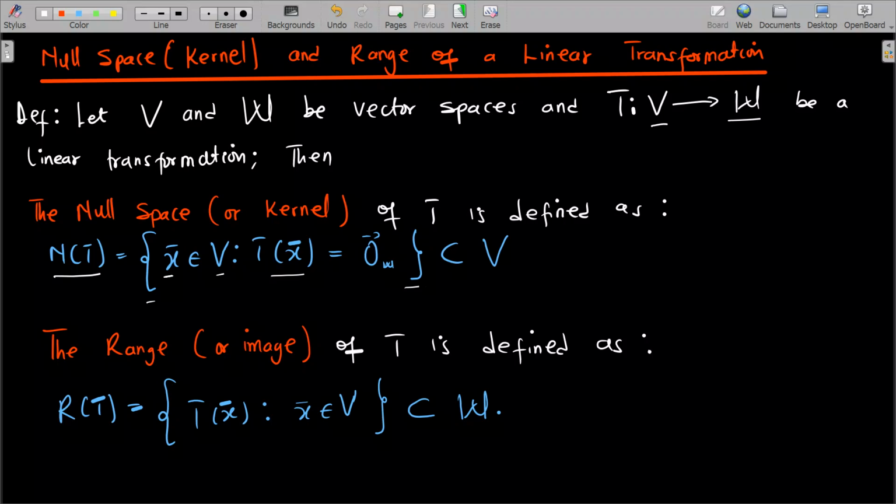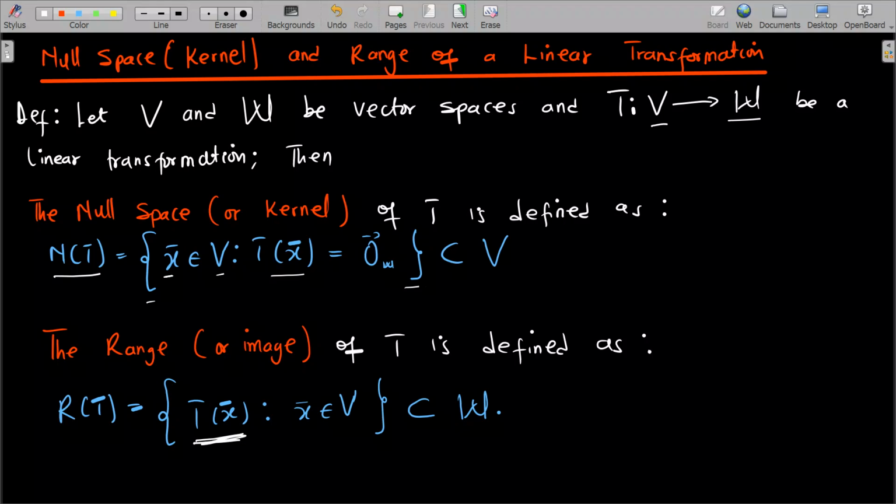Whereas the range, or the image of T, is defined to be R of T, and this R of T is defined to be the values you get when you transform X, so the transformation of X such that X belongs to V. So what this means is, when you transform X, what do you get, right? So you want the set of all the vectors, or all the results you will get, when you transform all the X's in V.